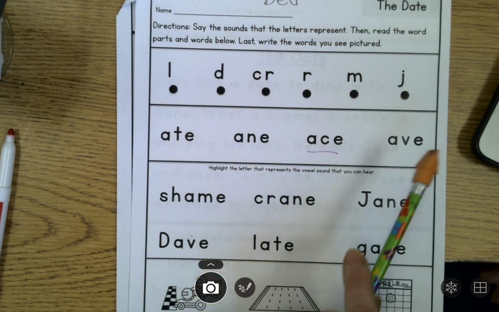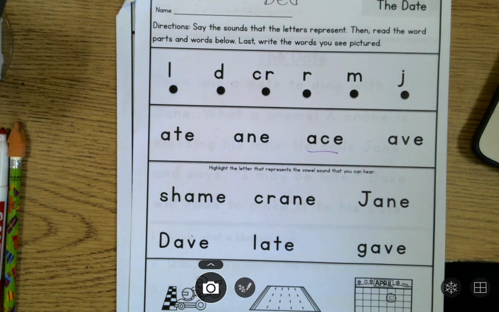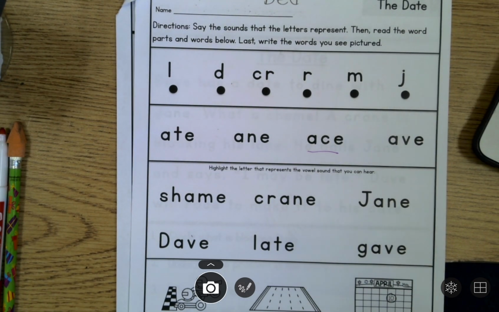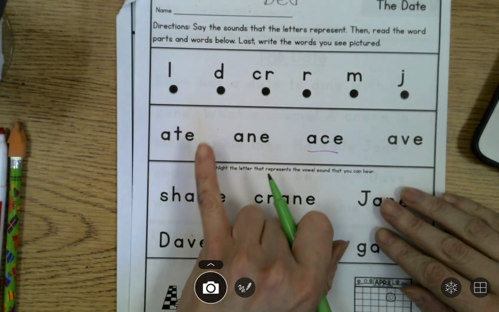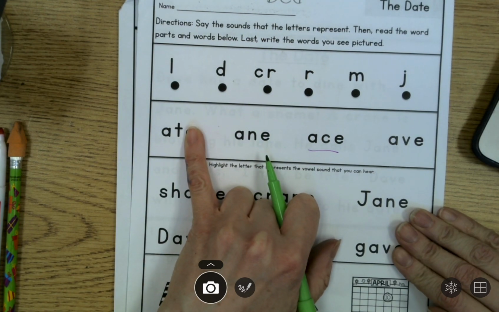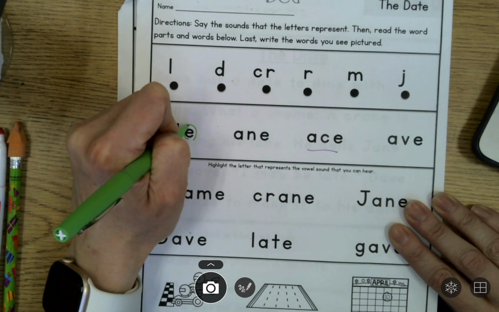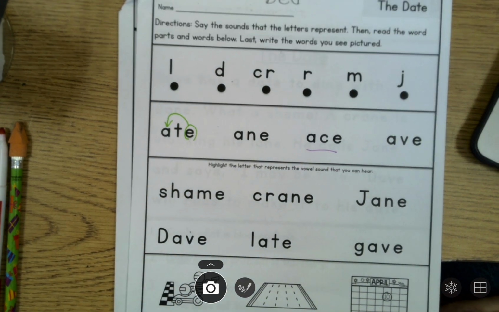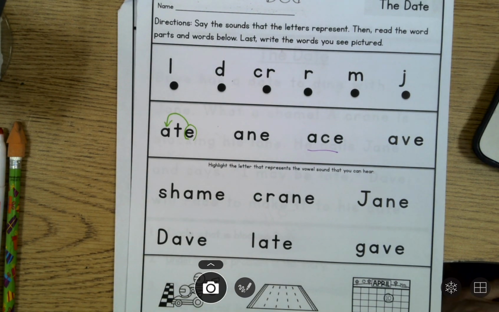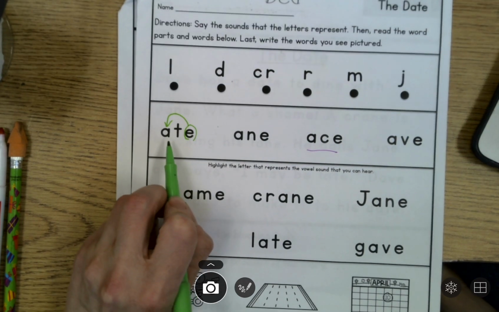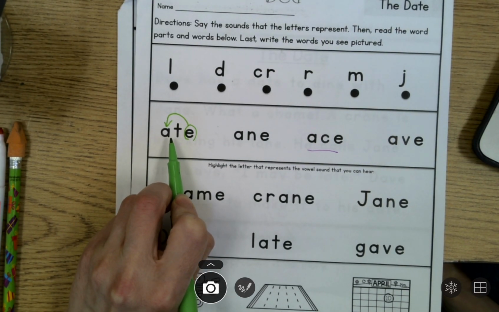Now, for these four, we're going to use that magic E rule, okay? So, if it was just A-T, we would say "at." However, we have the E at the end, and the E tells the A to say its name. So what do you think the word is that these three letters make? Try it out yourself. Ate. Did you say ate? So we have the long A sound, ate.